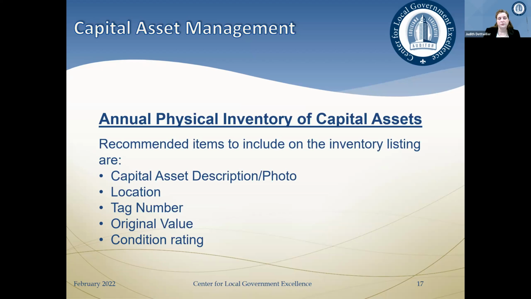You want to make sure that your record indicates exactly where it is. You want the tag number on the item. You want the original value on your listing, and you want your condition rating. We're going to go over the condition rating on our next slide, and I'll give you some examples of what to do. But again, the reason that we want this condition rating is because it's going to help you determine if things are living up to their useful life, if you need to find a way to budget more money to replace this sooner than you anticipated, things such as that.